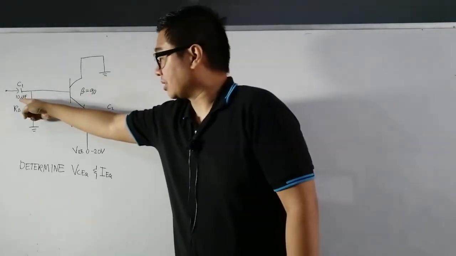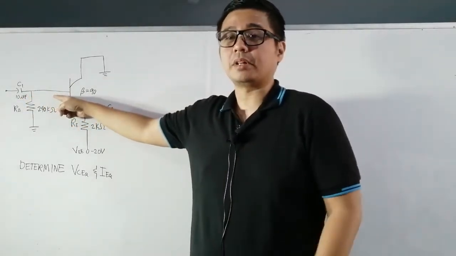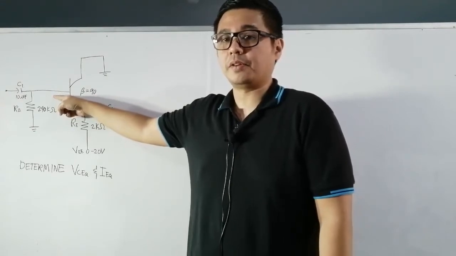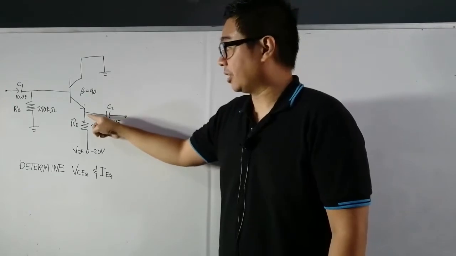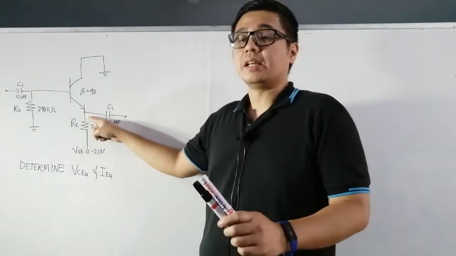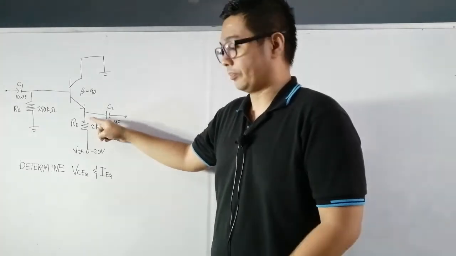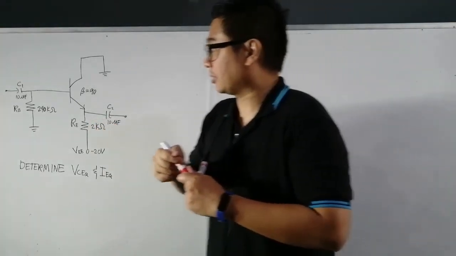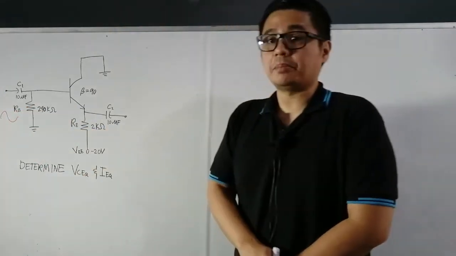The input coupling capacitor is applied to our base because the base is the input terminal of the common collector configuration. The output coupling capacitor is connected to the emitter because the emitter is the output terminal of the common collector configuration. What if we feed a signal into our input coupling capacitor?